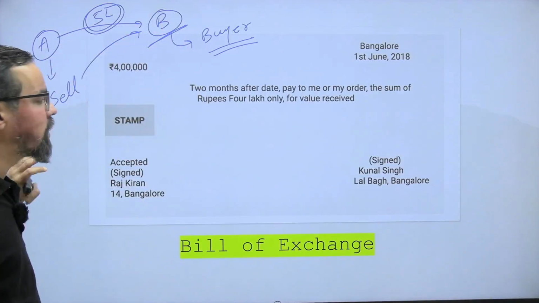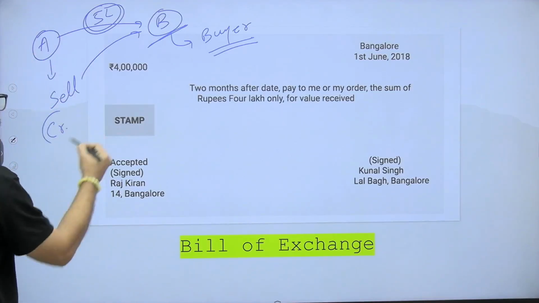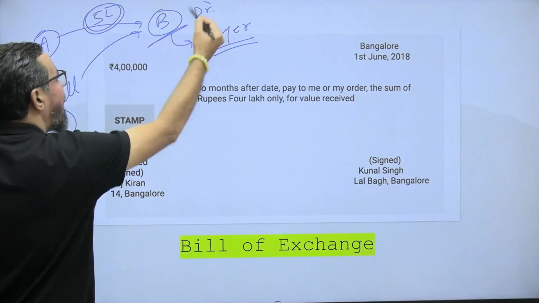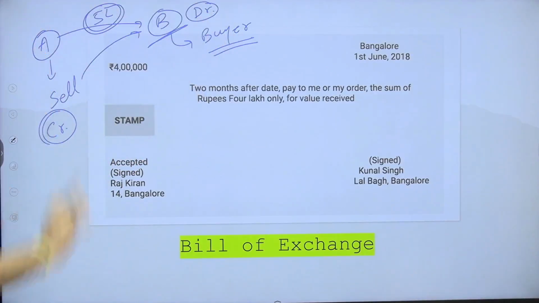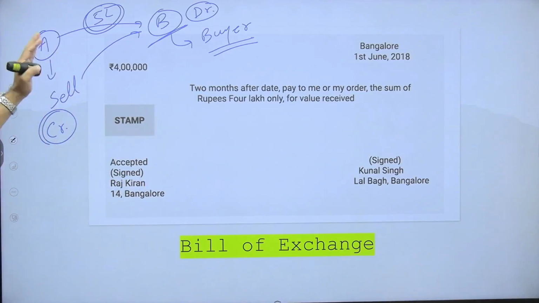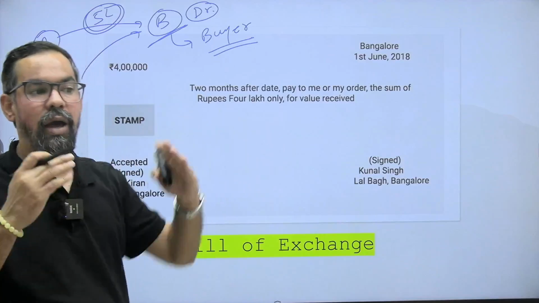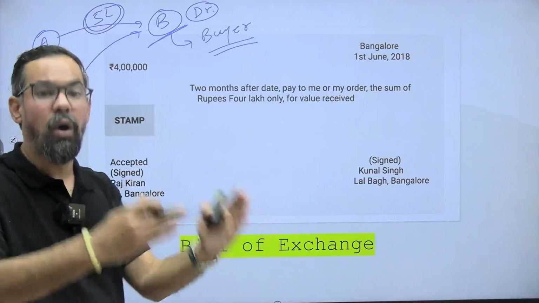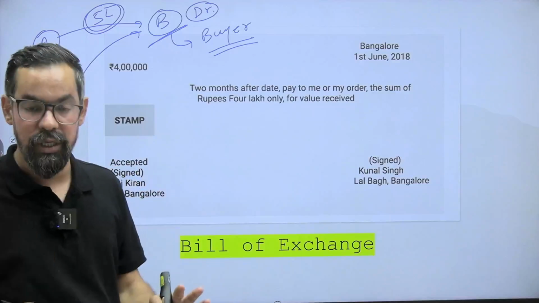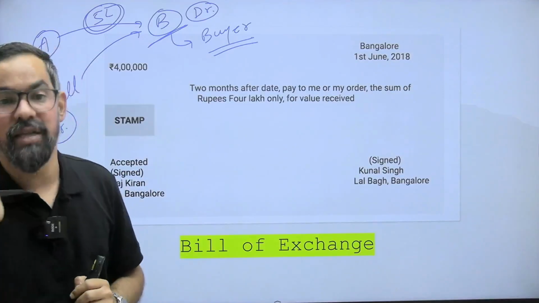So in this particular case, A is a creditor whose account is going to be credited, and B is the debtor, who is the buyer who needs to make payment to A. So bill of exchange is drawn by the creditor. So A will draw a bill of exchange: I order to pay me or my order rupees 5 lakh for value received. And the acceptance by the debtor is necessary, right?